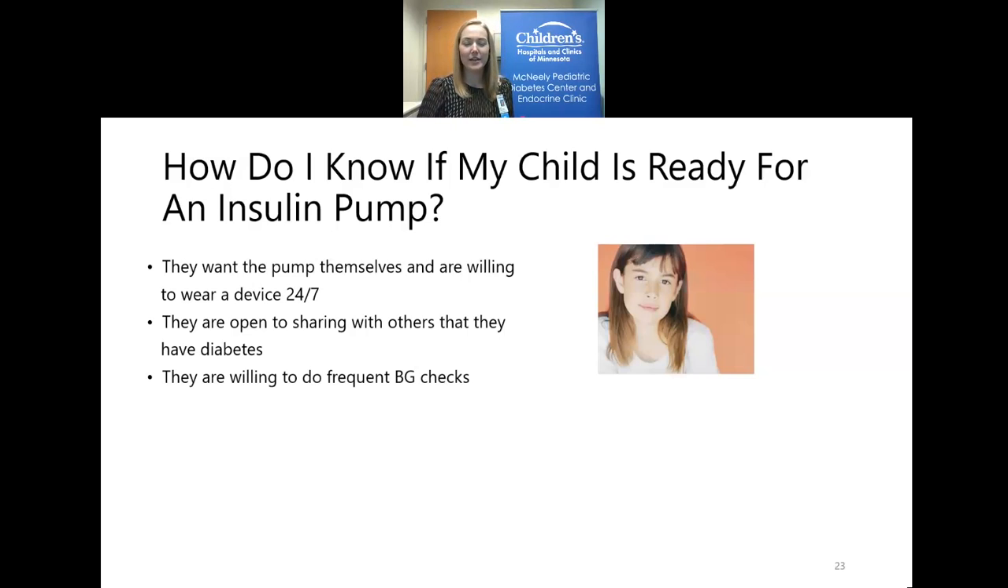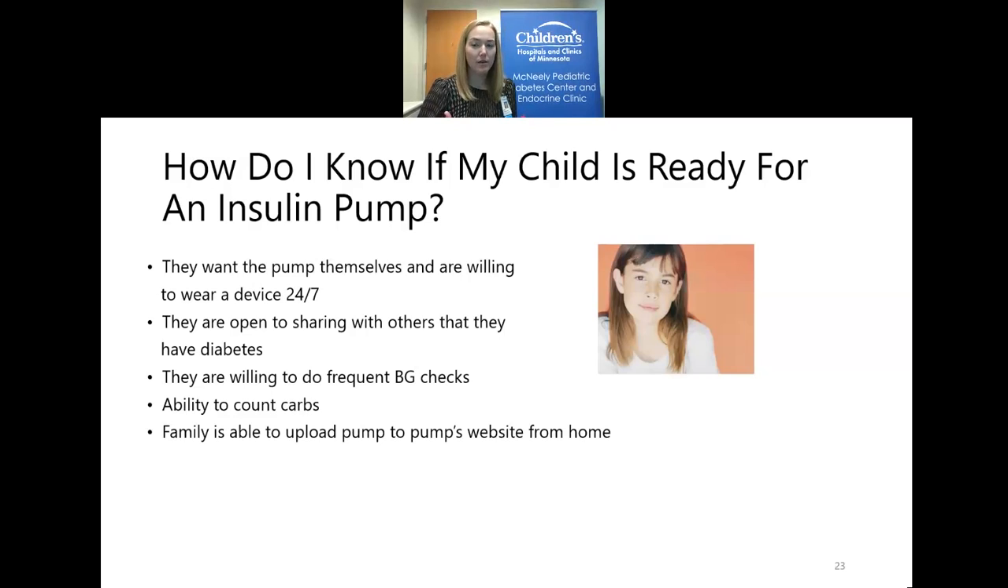Okay, we also need to be ready and willing to do frequent blood sugar checks. Again, that's to make sure that the pump is doing its job, we're getting the insulin that we need, and we're not having any unexpected highs. We want to be able to count carbs. That is how pumps work, off of carb ratios. So if somebody else is managing your child's pump, we need to make sure that they are able to count carbs. And this is a pretty big thing right now in today's world. We do really need you to have access to a computer and internet at home so that you can upload the pump to your respective pump's website, so that here at the clinic we can see your pump data.